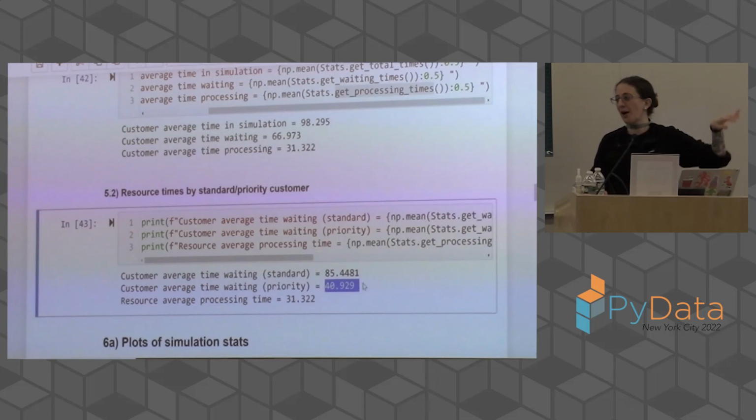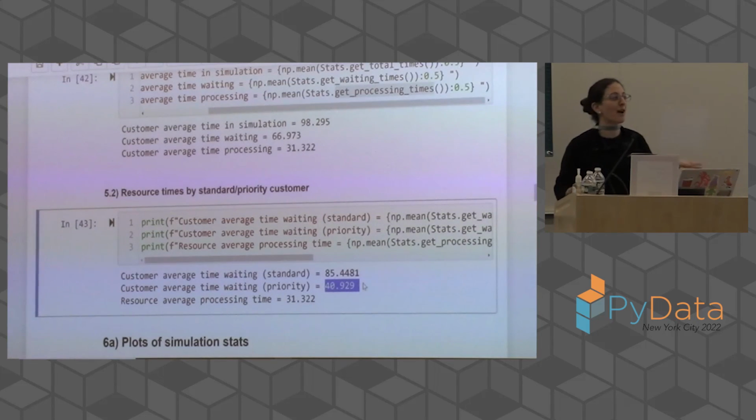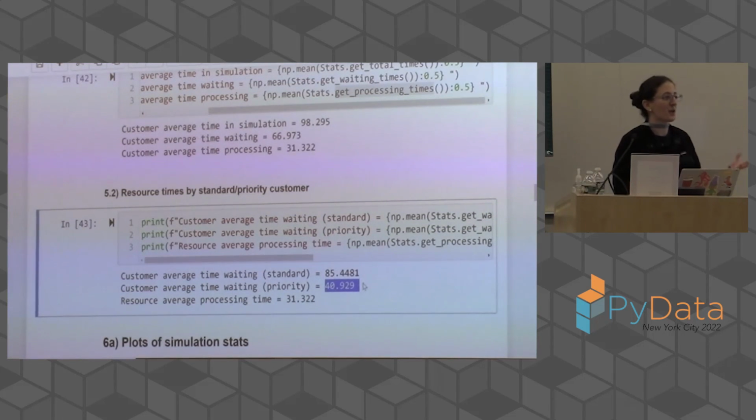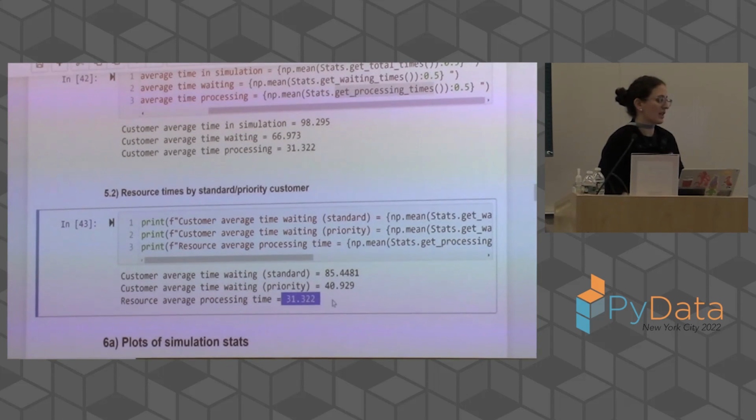Okay, thankfully, that worked. I forgot to check, but thankfully priority is a lower number, and so it appears that it did work, and those customers we set to priority had a much lower waiting time. And then this is the processing time on average. We already saw that one.